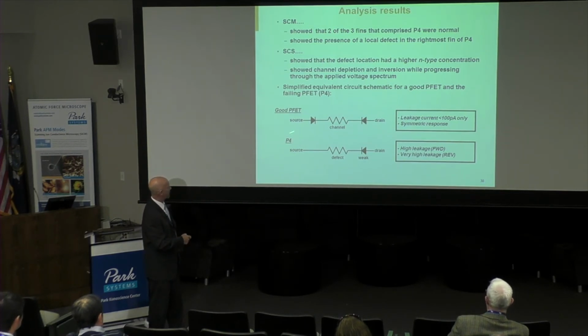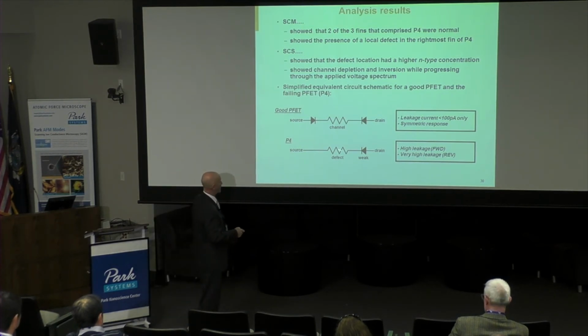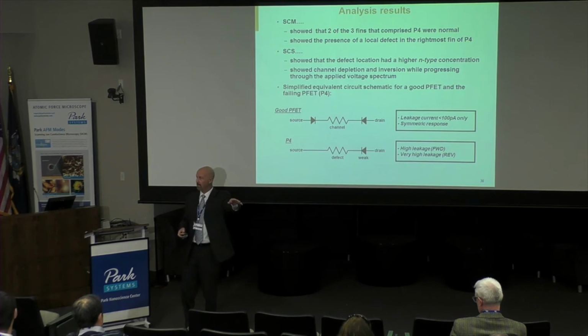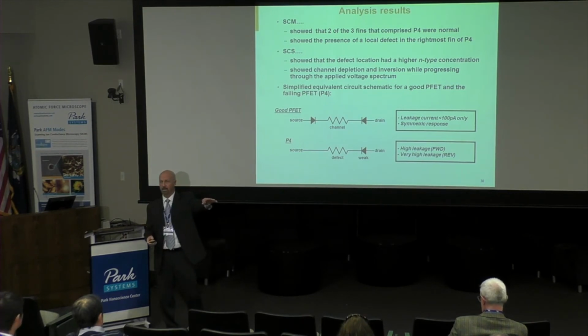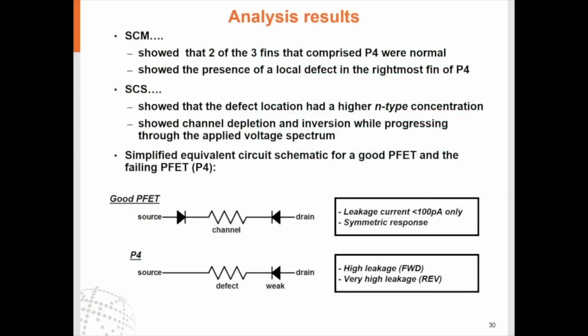This is the equivalent circuit representing what we had on that anomalous device. Over on the source side we had no diode. And over on the drain side, that diode was partially compromised by the incursion of the arsenic and phosphorus over on one side. So as a result, in one direction, when this thing is forward biased, we're going to have high leakage, because we've only got this weak diode to prevent current from passing through.